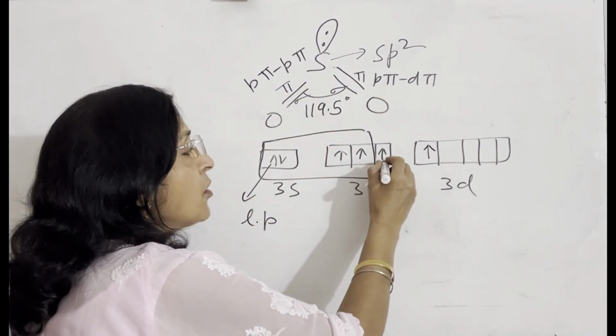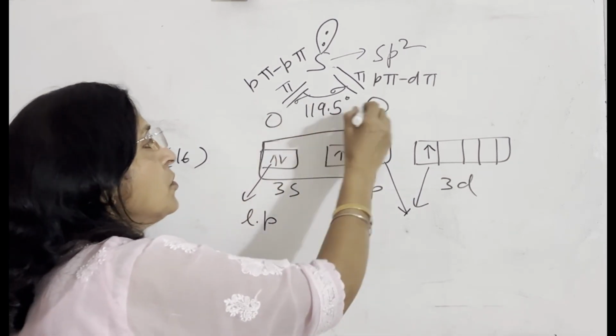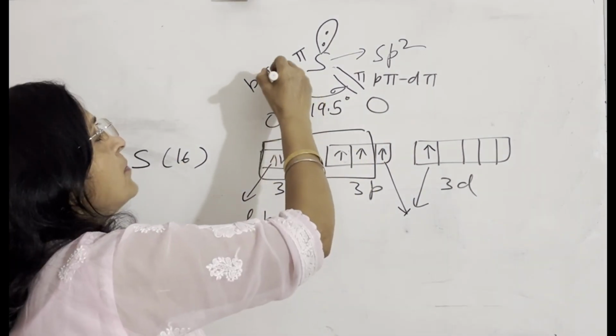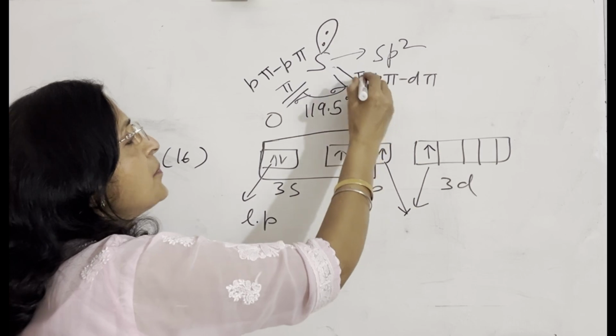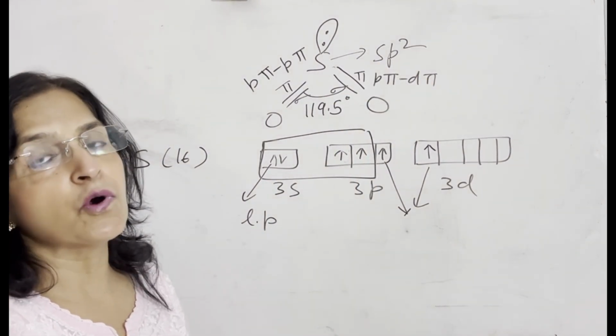These half-filled orbitals, this one and this one, form pi bonds with these 2 oxygen atoms. One of the pi bonds is p pi p pi bond and the other pi bond is p pi d pi bond. But bond lengths of both the pi bonds are same.